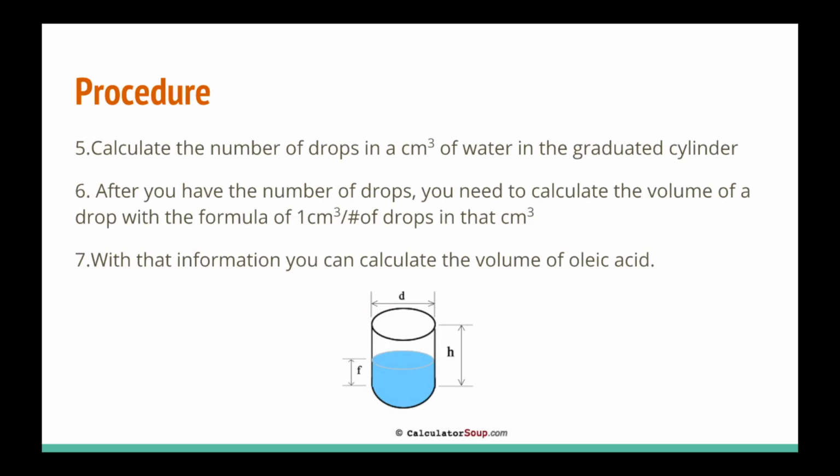Calculate the number of drops in a cubic centimeter of water in the graduated cylinder. After you have the number of drops, you need to calculate the volume of a drop with the formula 1 cubic centimeter divided by the number of drops in that cubic centimeter. With that information, you can calculate the volume of oleic acid.